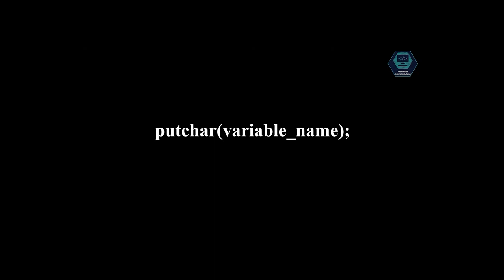For example, the statement answer equal to 'y' in quotes, then putchar(answer) will display the character y on the screen. And the statement putchar('\n') would cause the cursor on the screen to move to the beginning of the next line. So this is the use of the putchar function, with the help of which we can write a character.